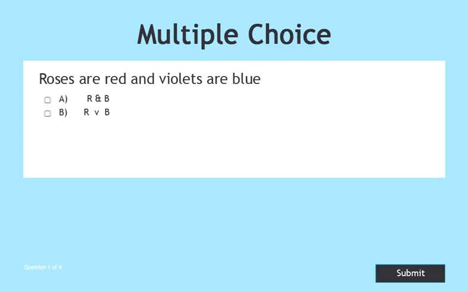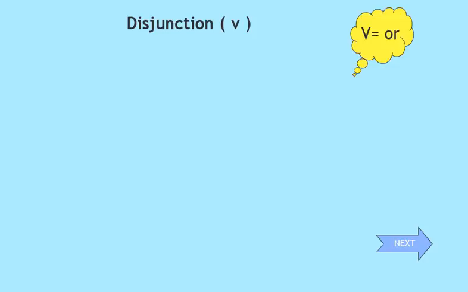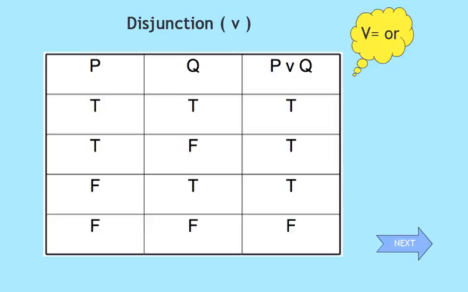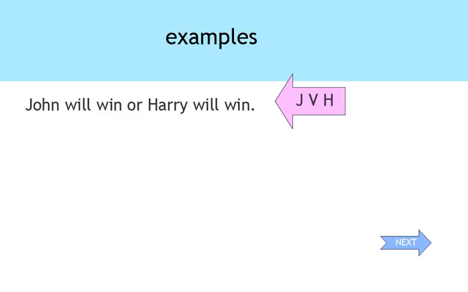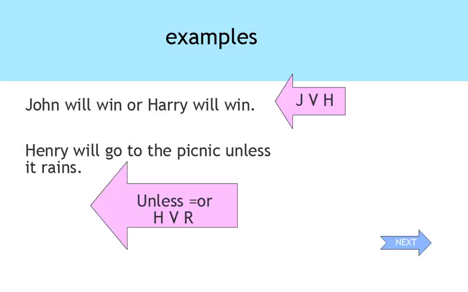Here is a multiple choice for you to practice. The second one is disjunction, which means or. In this case, P or Q is false only if P is false and Q is false. Here are two examples. So words like unless is the same meaning as or.